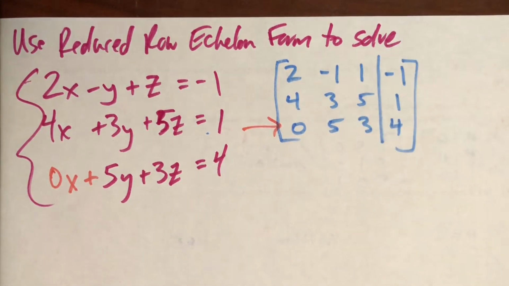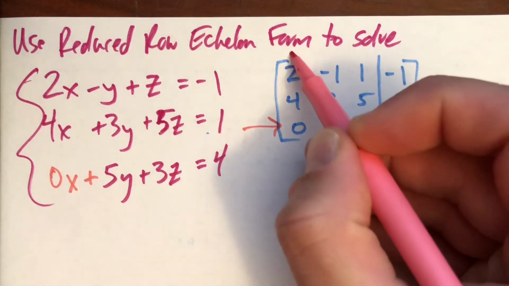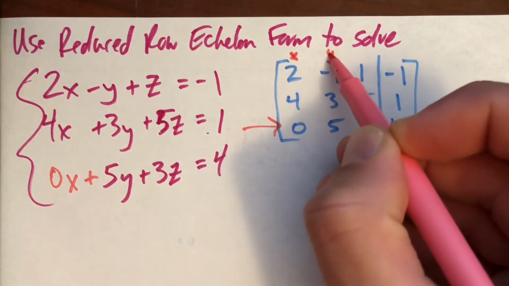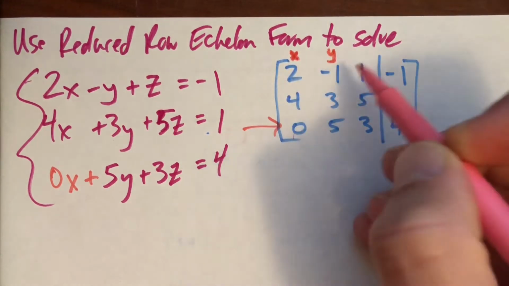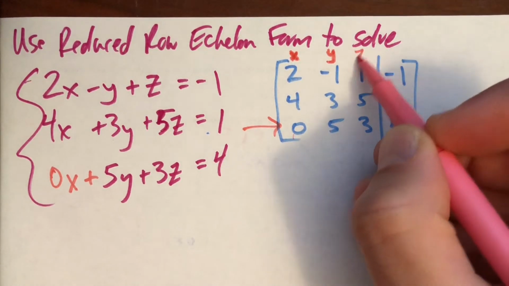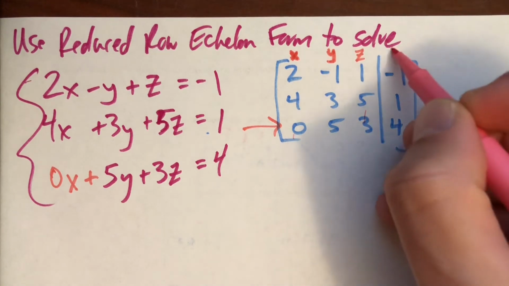We got our line separating the constants. So let's just remind ourselves of what we're doing here, right? We're putting all of the x coefficients in this column, all the y coefficients in this column. Here's all of our z coefficients. And then these are all constants.